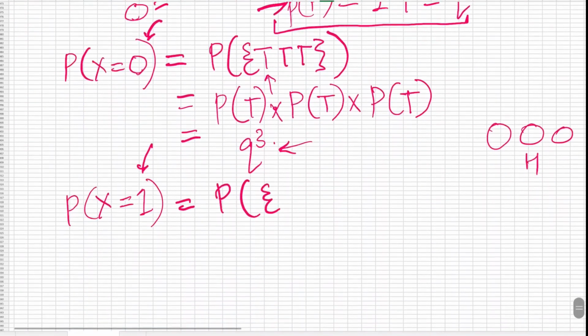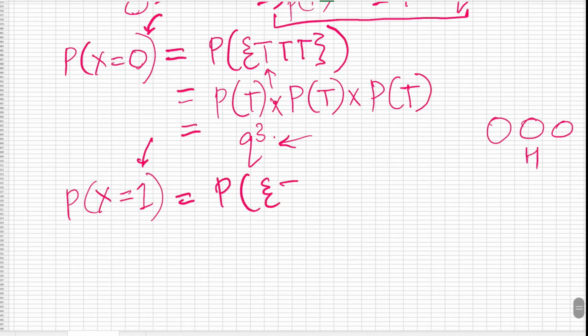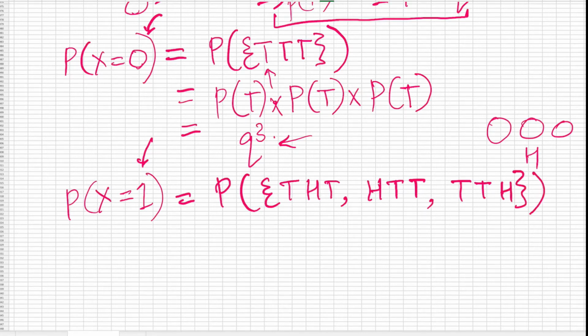So let's write them down here. We have T, H, T. We have H, T, T. We have T, T, H. These are the outcomes which are favorable to this specific condition, meaning getting at least one success, getting at least one head. Now try to find out the probability.